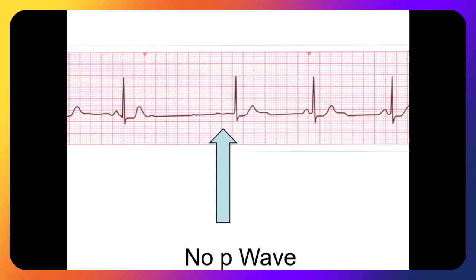Now, what if I told you, and I'm not willing to bet the house on it, but what if I told you I think there may be a P wave embedded in that T wave? Why would I say that? As we're looking at this one right here, we look at our T wave, upright and peaked, upright and peaked. Look at this one right here.